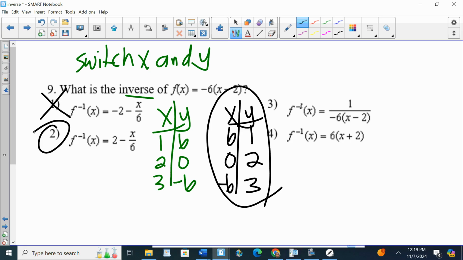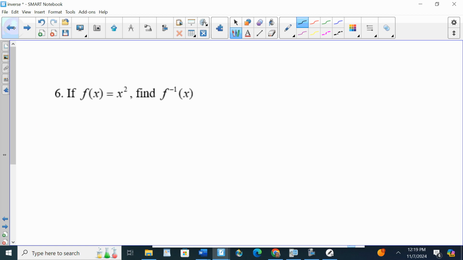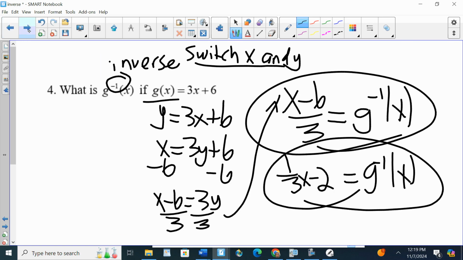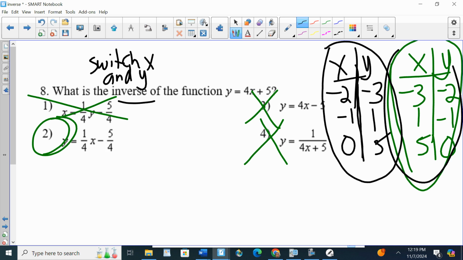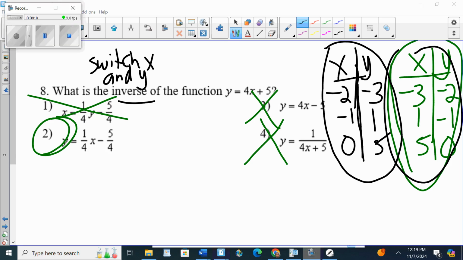Inverse means switch x and y. If it's open response, literally switch x and y in the equation and then solve for y. If it's multiple choice, type the original function into the calculator, write down a few nice points in your table, switch x and y, and then type in each choice and see which choice has those points. Very, very commonly asked on the Regents. Not hard as long as you know how to do it. Inverse: switch x and y.